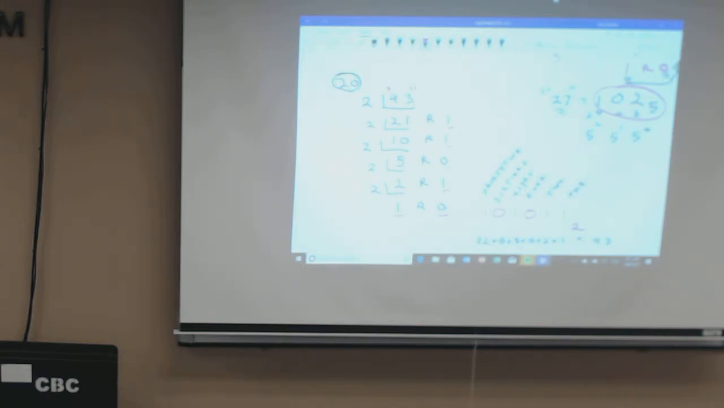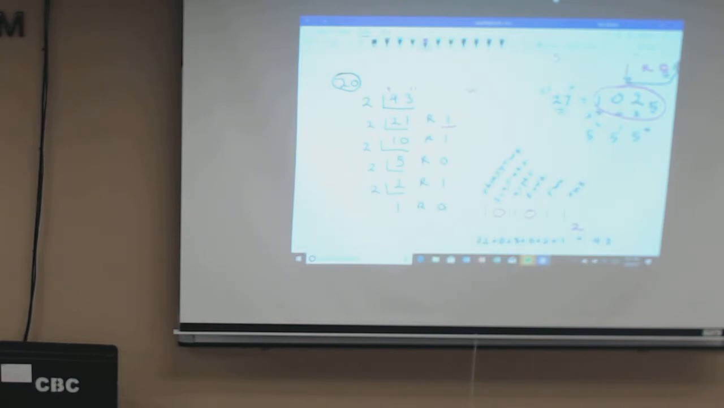So that means I divide by 2. 43 divided by 2 is 21. Let me erase this. It's 21 with a remainder of 1. Everybody follow that?